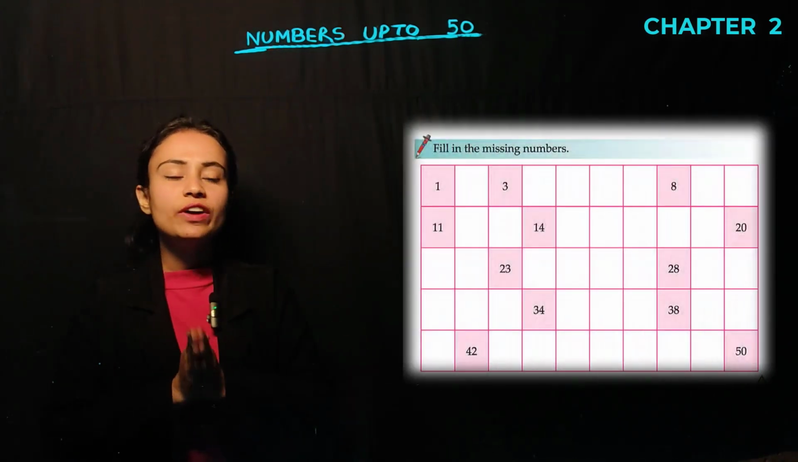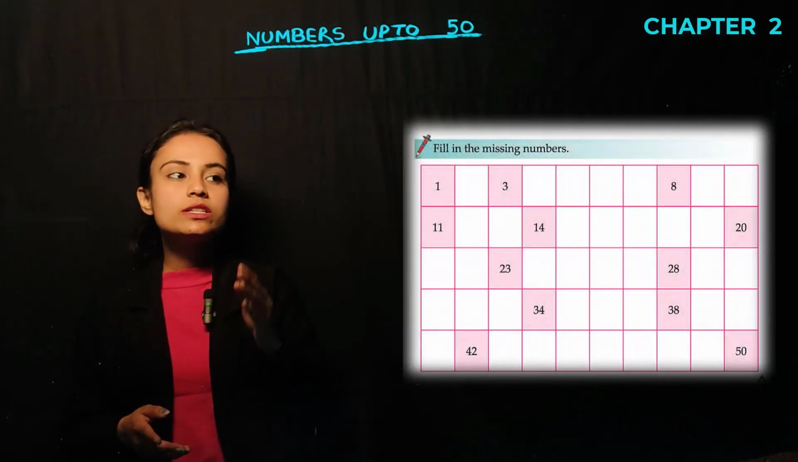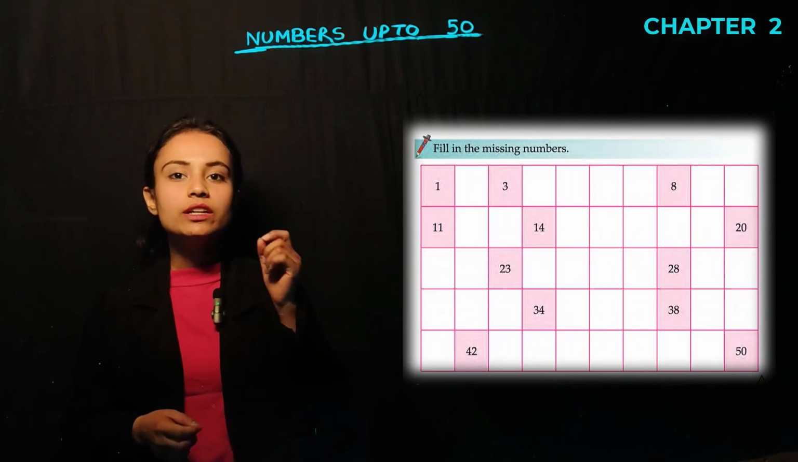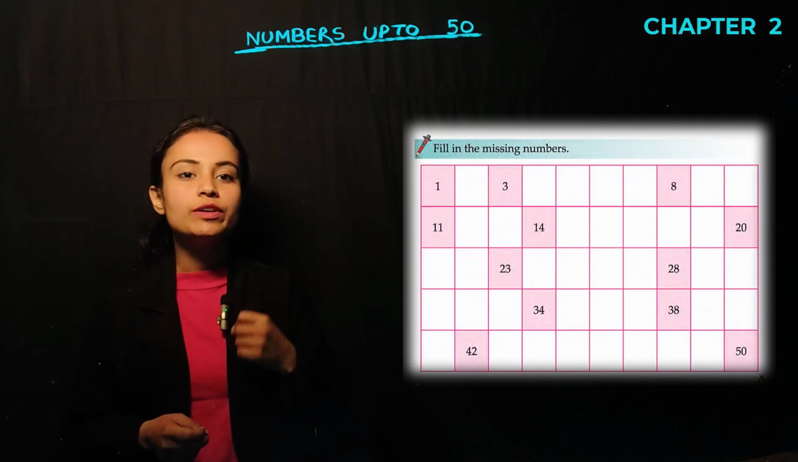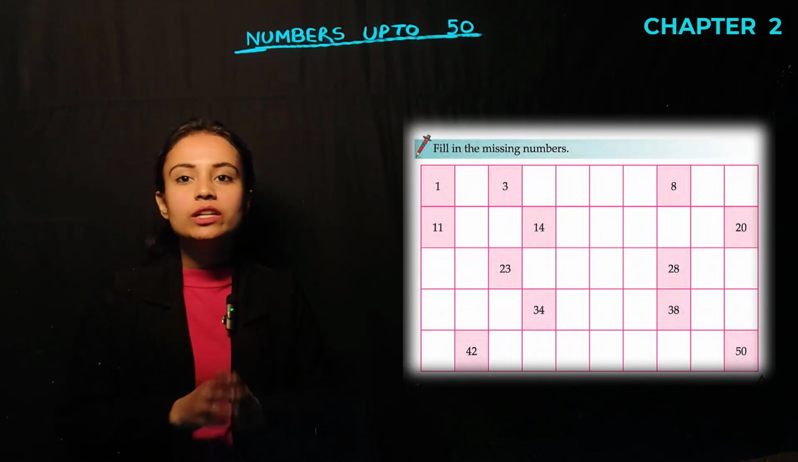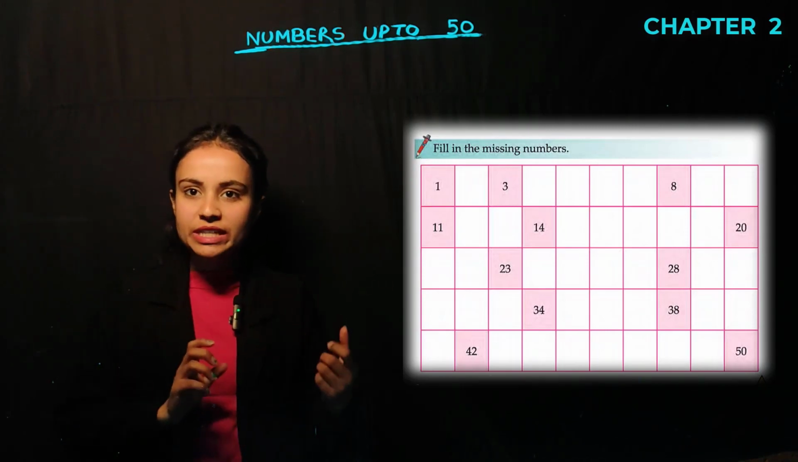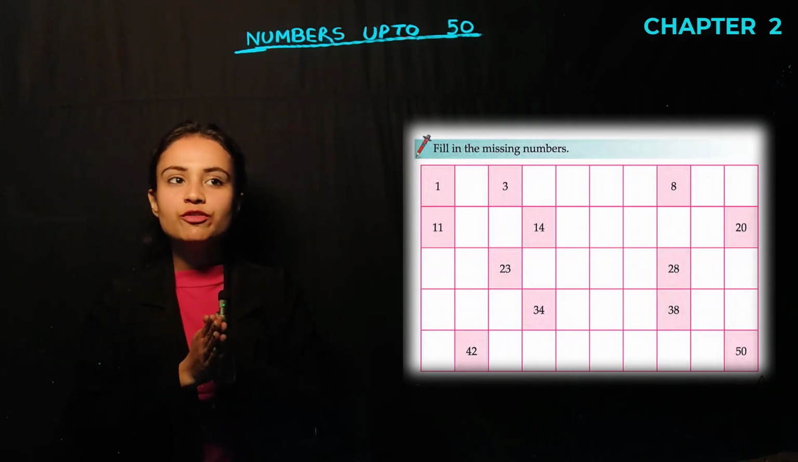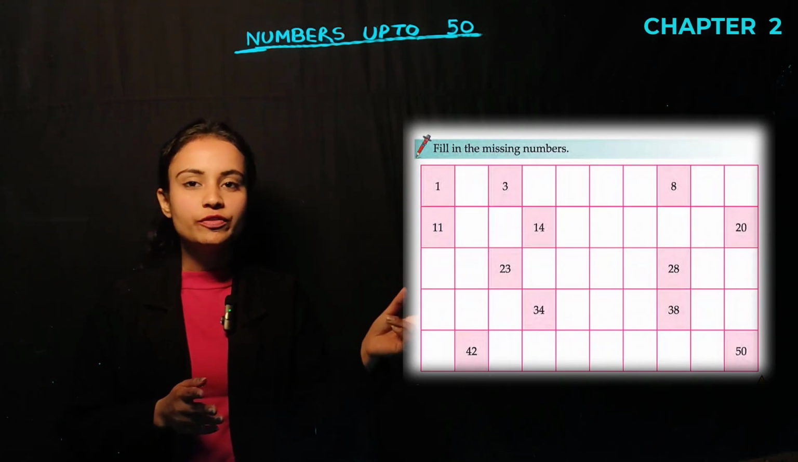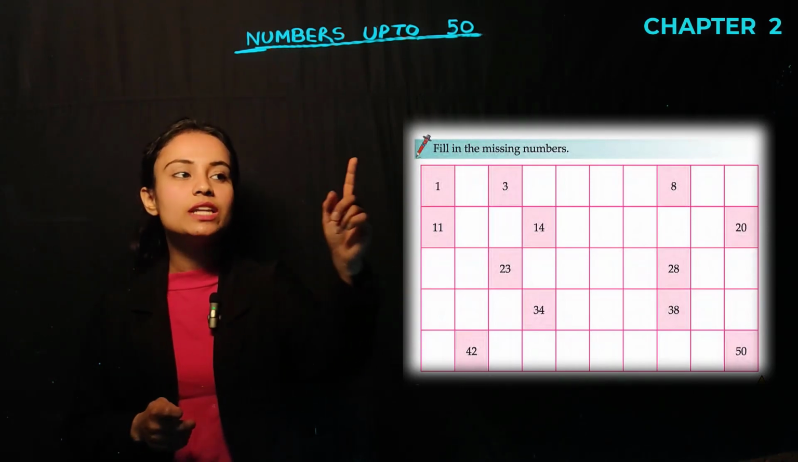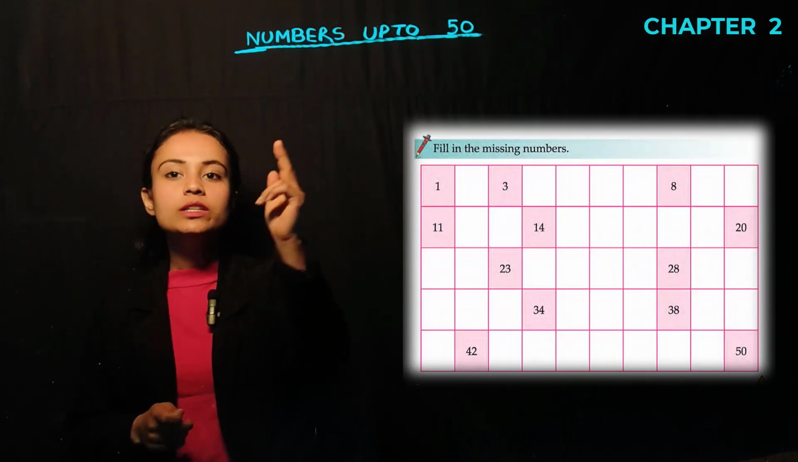Next is fill in the missing numbers. So here some of the numbers are written and the rest of the missing numbers we have to fill by ourselves. So we have done the counting from 1 to 50. Here you can see it is starting from 1 and ending with 50. So you have to write the missing numbers, the counting from 1 to 50.